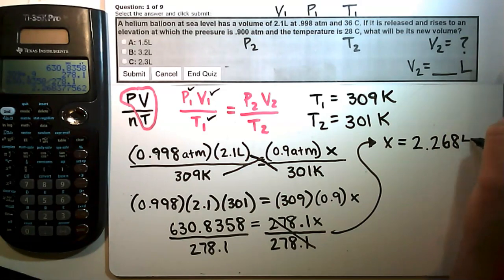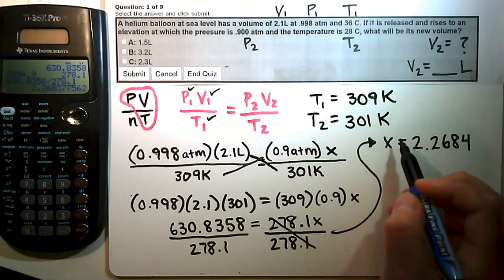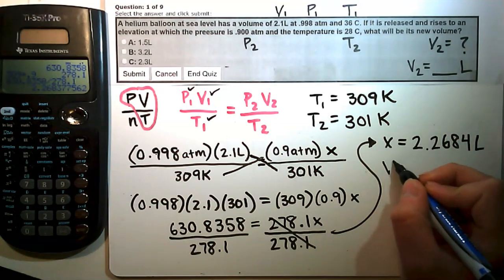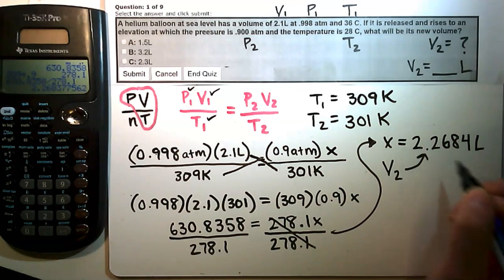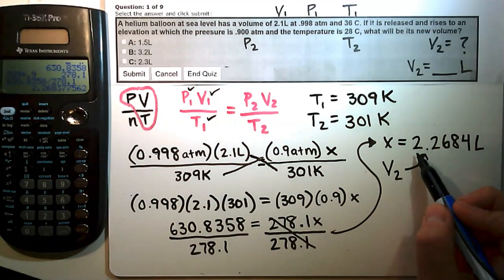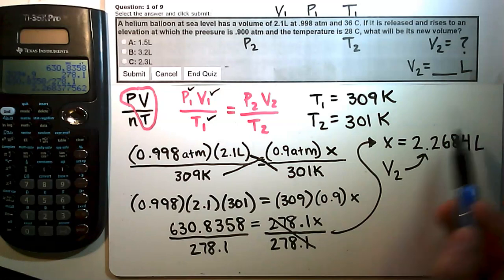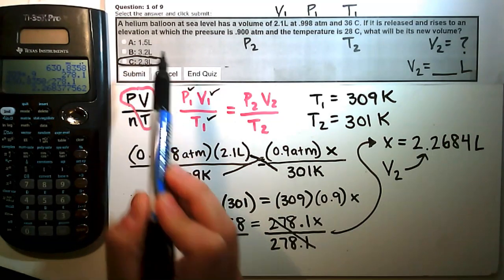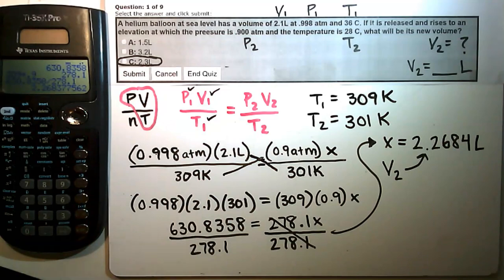So I'm going to round to 84. And my units here we said are going to be liters. So that's my value of V2 is that. So I'm looking for an answer that's very close to 2.268. Or 2.3 is the answer up here. So C is the correct answer.